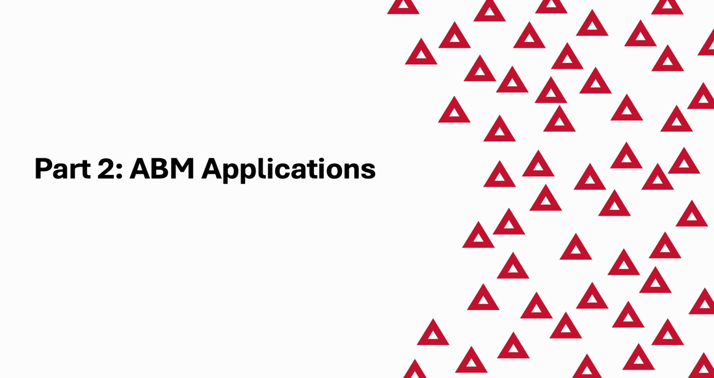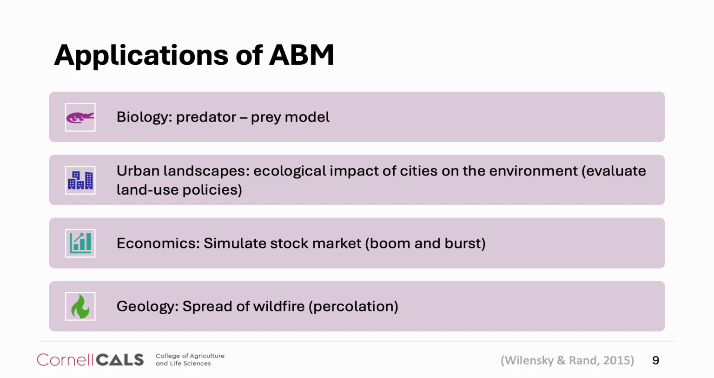So let's move on to part 2 of our lecture. What are some of the applications of ABM? Although we will be focusing on how ABM can be used in produce safety context, ABM has been widely used across different disciplines. In biology, a common simulation model that has been used is a predator and prey model on how each population changes over time. In urban landscapes, ABM has been used to observe the ecological impact of cities on the environment to evaluate land use policies. And in economics, ABM has been used to simulate stock market. ABM has also been used in geology to model the spread of wildfire.